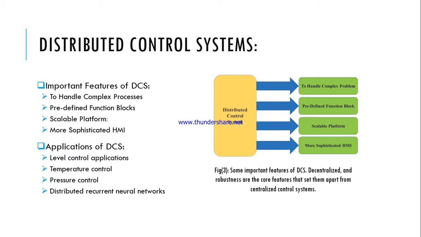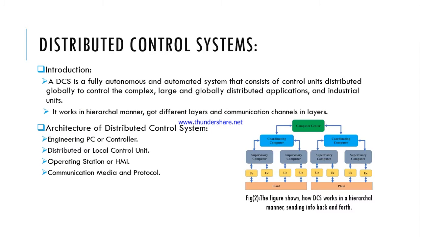Its architecture consists of mainly four things. Number one is the engineering PC or controller. Number two is the distributed or local control unit. Number three is the operating system or HMI. And the last one is the communication media and protocol. The structure of DCS in a hierarchical manner is shown in this figure, as you can see.